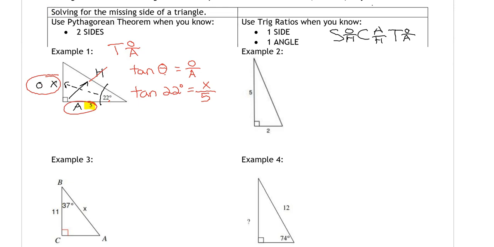The next step is to always put this over 1 and then just cross multiply. So I have 1 times x, which is just x, equals 5 times the tangent of 22 degrees. Now, x is by itself. This is just going in my calculator.